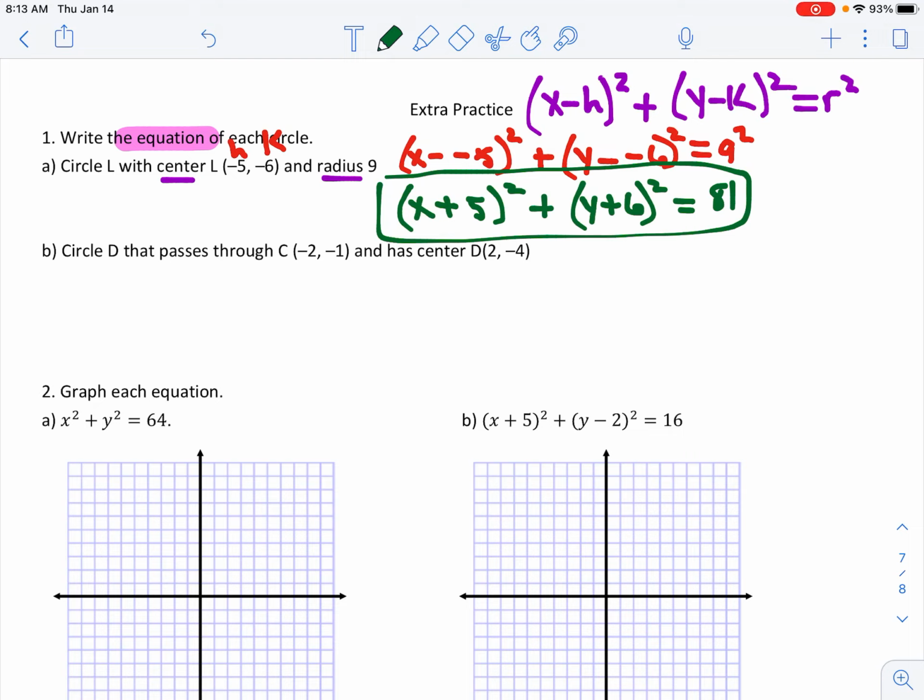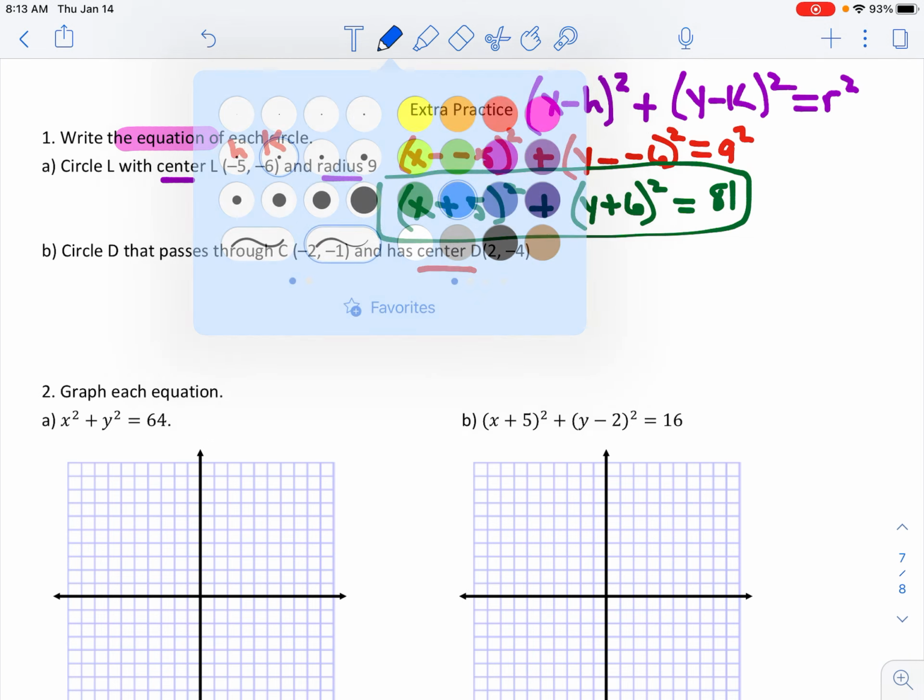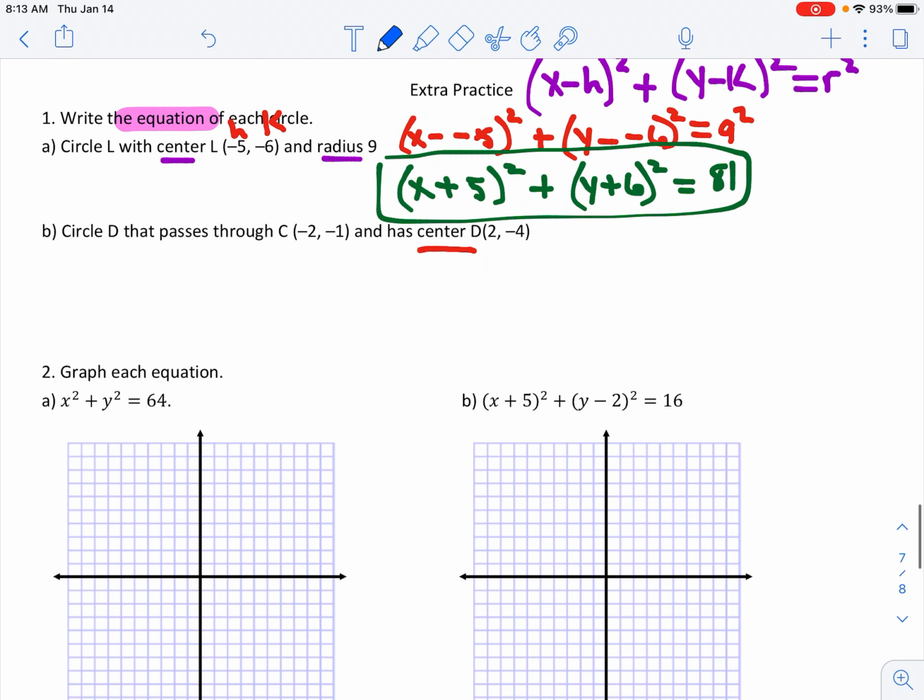All right, here we go. You'll notice example B does not give us the radius. It gives us a center, but we don't have the radius. So we are first going to do the distance formula to find the radius. So let's do the distance formula with those points.